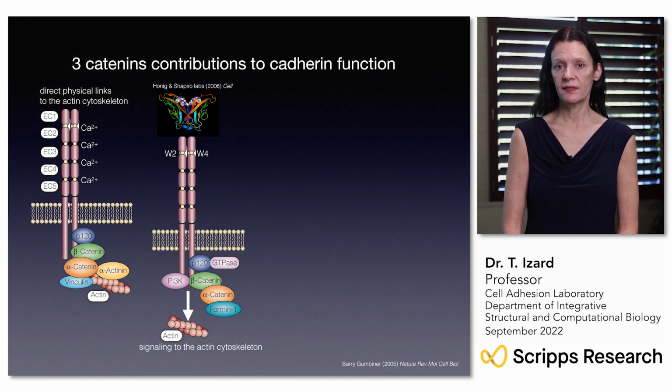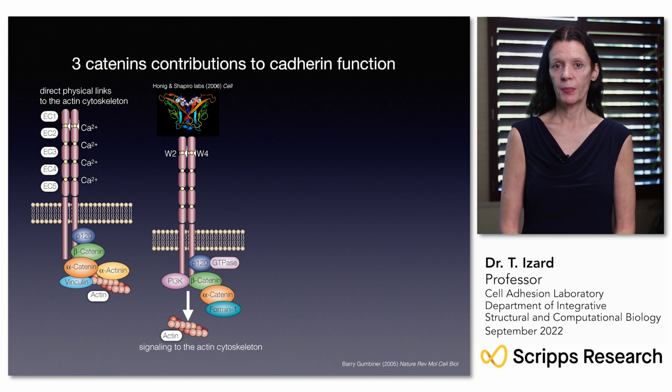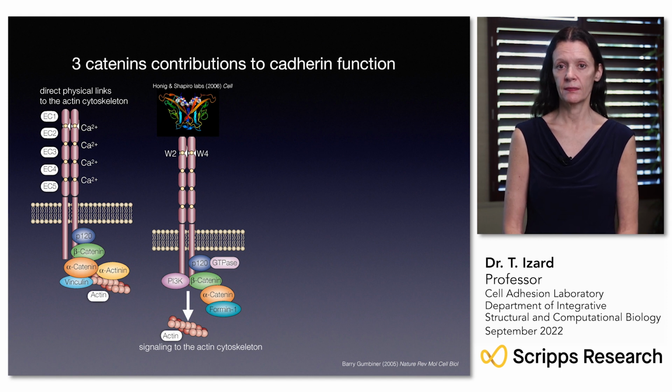Catenins also regulate the cytoskeleton by signaling. For example, p120 catenin can regulate the GTPases Rho and Rac. Formin 1 binds alpha-catenin and regulates the assembly of linear actin filaments. And phosphatidylinositol 3 kinase interacts with beta-catenin.